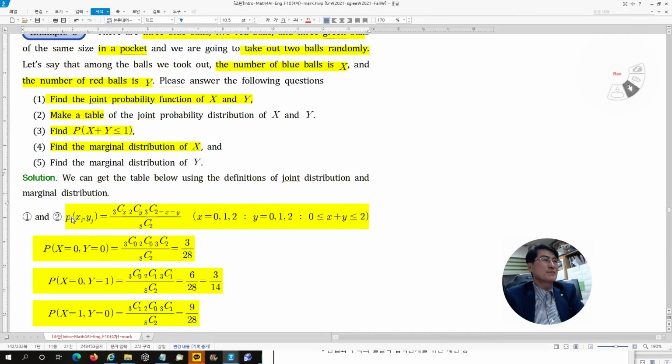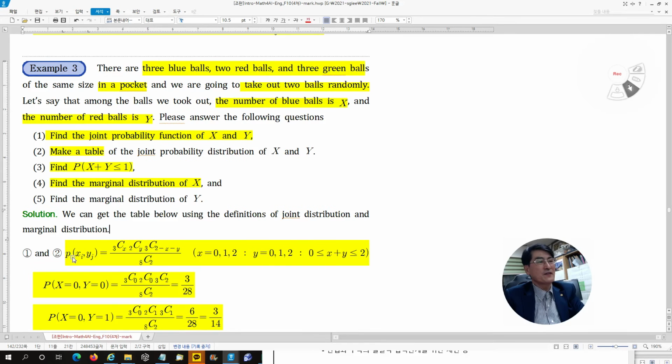As you see, the probability P sub ij is: we choose x from 3 blue balls, and choose y red balls from 2 red balls, and then choose 2 minus x minus y green balls from 3 green balls, multiply all of them, over 8 choose 2. This is the probability of choosing xi and yj.